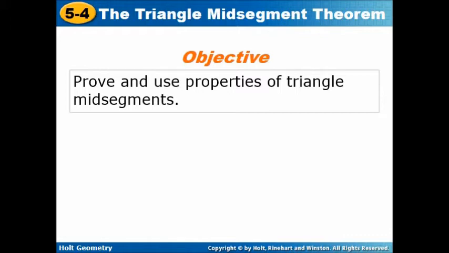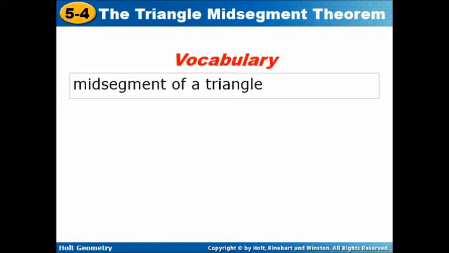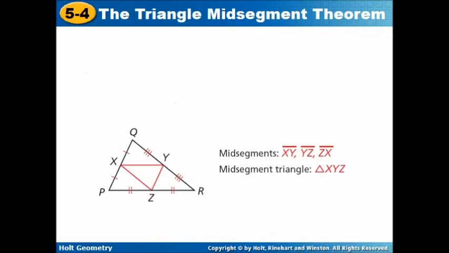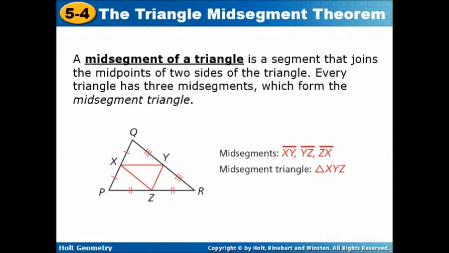So for instance, for the objective in the Know-It notebook, there's a place for writing the lesson objective, and that is to prove and use properties of triangle mid-segments. Our vocabulary is mid-segment of a triangle, and again, there's a place for that in both the Know-It notebook and the skeletal outline. You can choose which one you wish to put in, and I would suggest you staple these together. It would be best to record the definition for the mid-segment of a triangle in the skeletal outline.